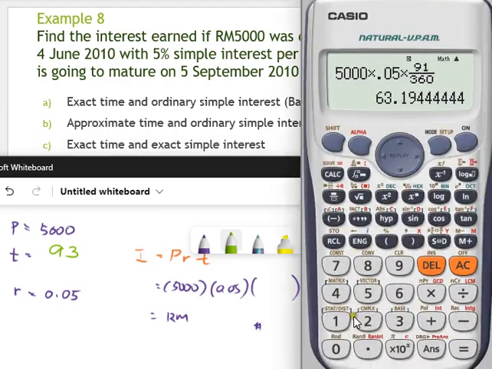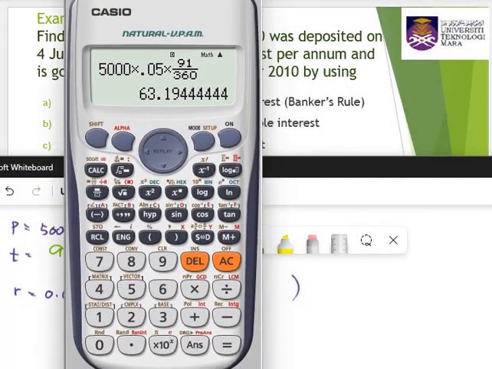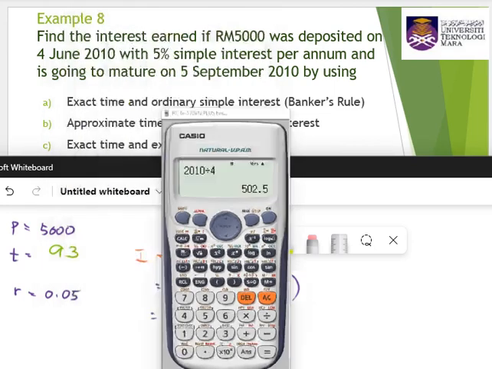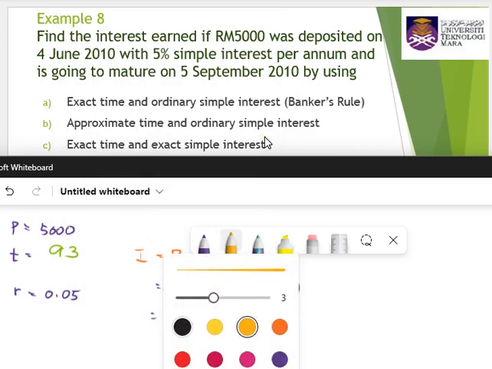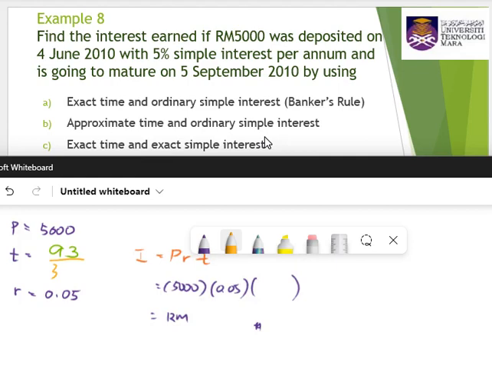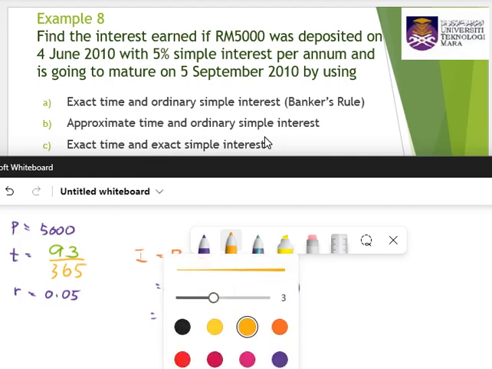Very simple. You just take out your calculator and find out. 2010, you divide by 4, and you will have 0.5. Meaning to say that it is a normal year because you can't get a whole number. If it is a normal year, you have a total of 365 days. So substitute it respectively.